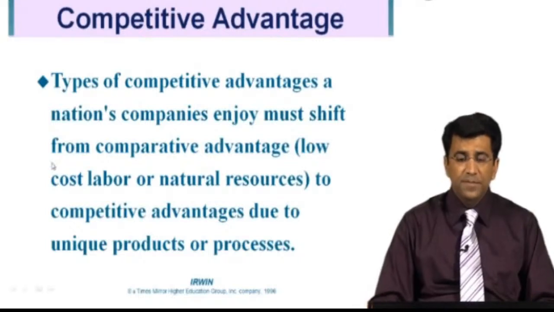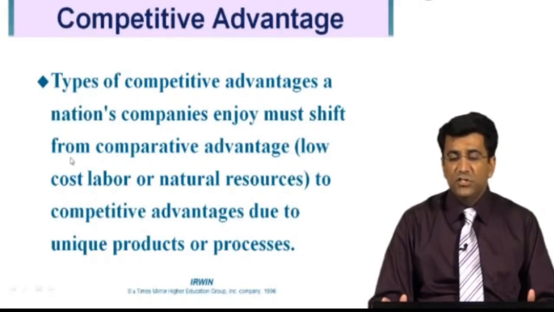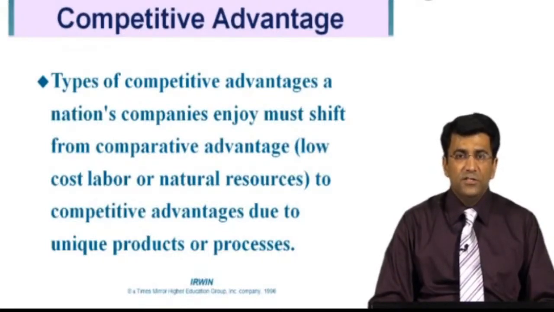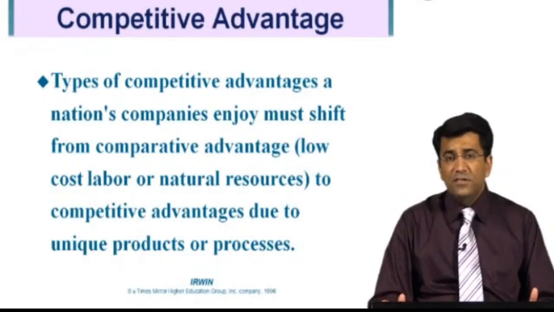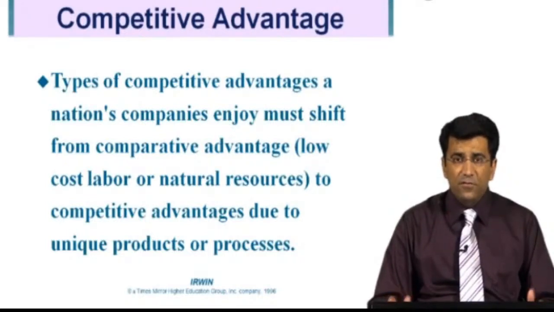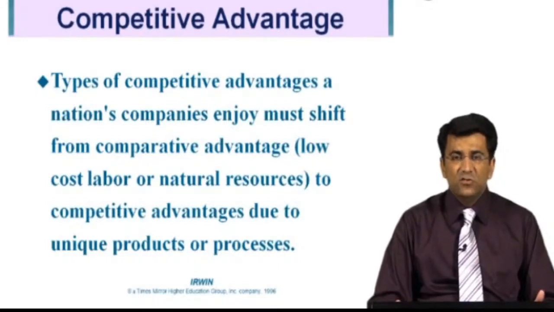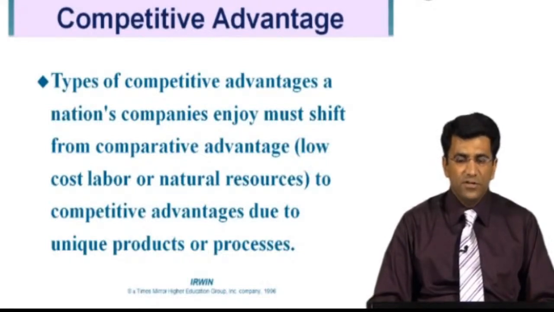Now, competitive advantage again. The types of competitive advantages a nation's companies enjoy must shift from comparative advantage to competitive advantage. Now, there are two types of advantage. One is comparative advantage, the other one is competitive advantage. Now, what is comparative advantage? If a firm has access to some natural resources which the other firms don't have, and if that firm has a sort of edge due to the availability of those natural resources, then that will be termed as comparative advantage.